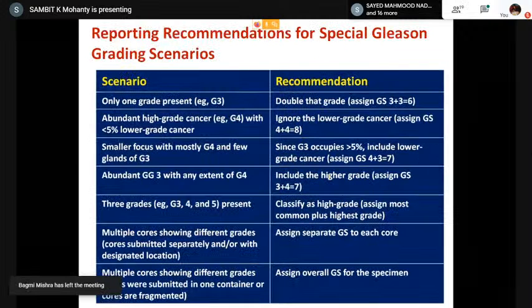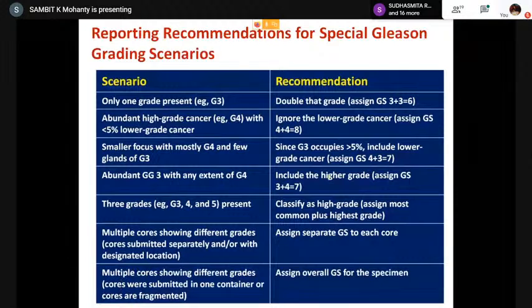If you have one grade present, double that grade. 3 plus 3 is 6. Abundant high grade tumor with less than 5% lower grade tumor, ignore the lower grade and assign it as 4 plus 4 equals 8. Smaller focus with mostly G4 or few glands of G3, since G3 occupies more than 5%, include the lower grade cancer, assign it as Gleason score 4 plus 3 equal to 7. Abundant G3 with any extent of G4, any extent of G4, you cannot afford to lose that. It is 3 plus 4. If grades 3, 4, 5 are present, classify the highest grade with the grade with bad prognosis.